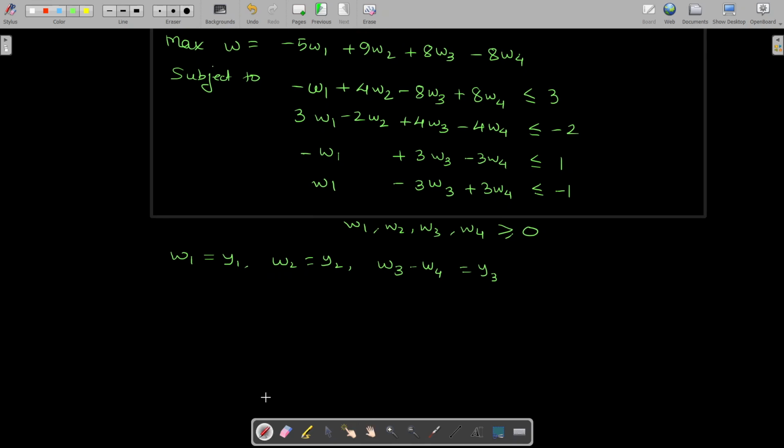So now the new problem becomes: maximize w equal to minus 5y1 plus 9y2 plus 8y3. As we have taken this, once again we are going to get y3 to be unrestricted in sign. So subject to minus y1 plus 4y2 minus 8y3, this is equal to 3.